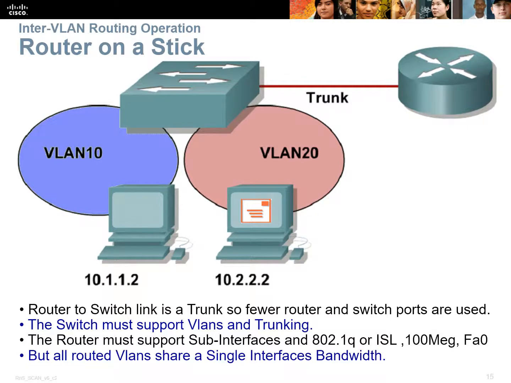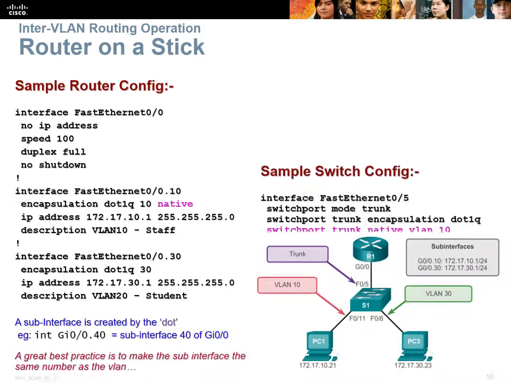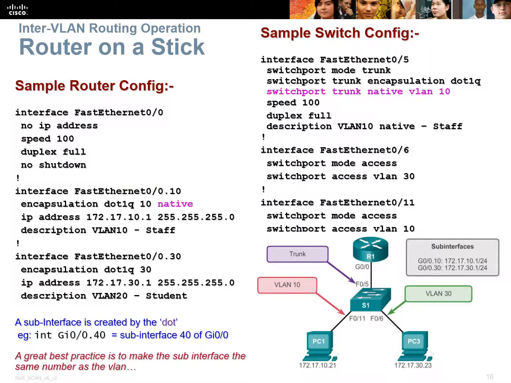So if that's only a 100 meg interface, a couple of VLANs, no problem. You put 50 VLANs on there, that link is going to get pretty tight. So either have a gig or something better. So let's have a look at how to actually program this. We have the router config on the left and the switch config on the right.